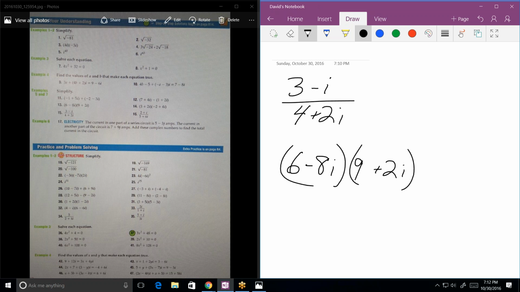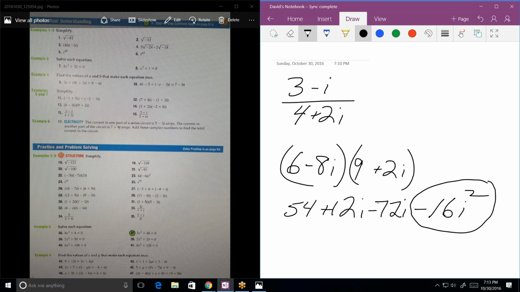Let's see, 54, 12i, that'd be 72, negative 72i, and then negative 16i squared. Right. The squared is a huge part, because that means I can take that number and turn it into a real number and combine it with my 54. So what is negative 16i squared equal to?